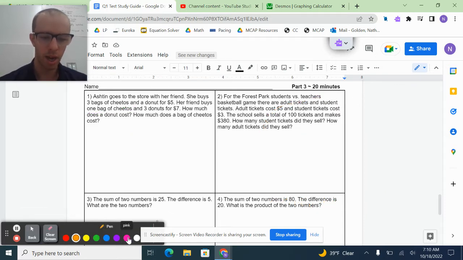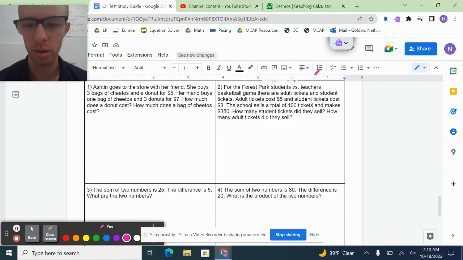Let's look at number 2. For the Forest Park Students vs. Teachers basketball game, there are adult tickets and student tickets. Adult tickets cost $5 and student tickets cost $3. The school sells a total of 100 tickets and makes $380. How many student tickets do they sell? How many adult tickets do they sell?